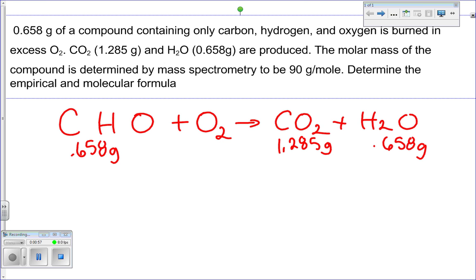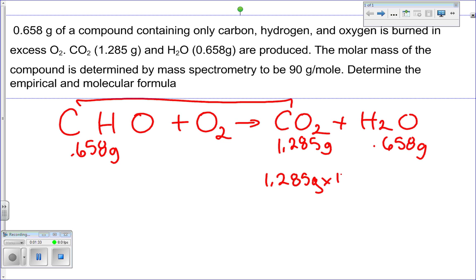From this information, I know 100% of the carbon from this compound went into the CO2. So if I know how many grams of CO2 are produced, I can figure out by percent how many grams of carbon reacted, and that's the amount of carbon in the original compound. I'm going to deal with the CO2 first. I'll take the 1.285 grams and multiply it by the fraction, or really the percentage, of carbon in that CO2.